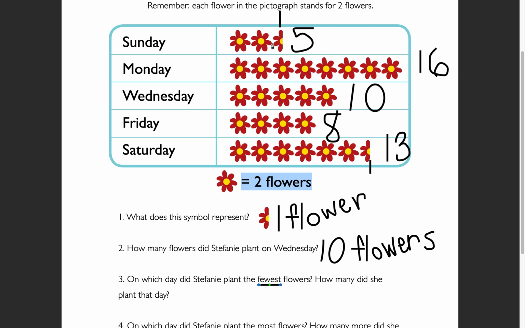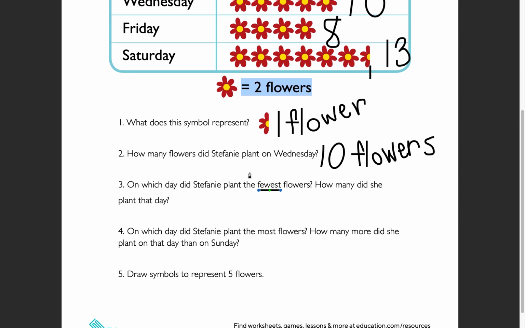If you saw that 5 was the smallest number, wonderful job. And if you could find that that was Sunday, you did even better. So we're going to write Sunday, because that was the day.